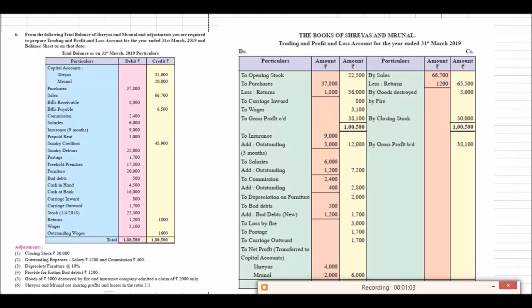So now we will see how we are going to calculate the trading account. First, in the trading account, to opening stock. How much is the opening stock? 22,500 rupees. So I have taken the opening stock here as 22,500 rupees.